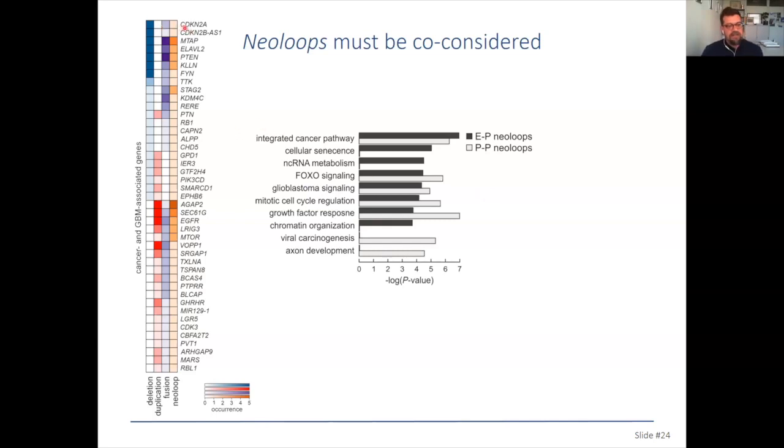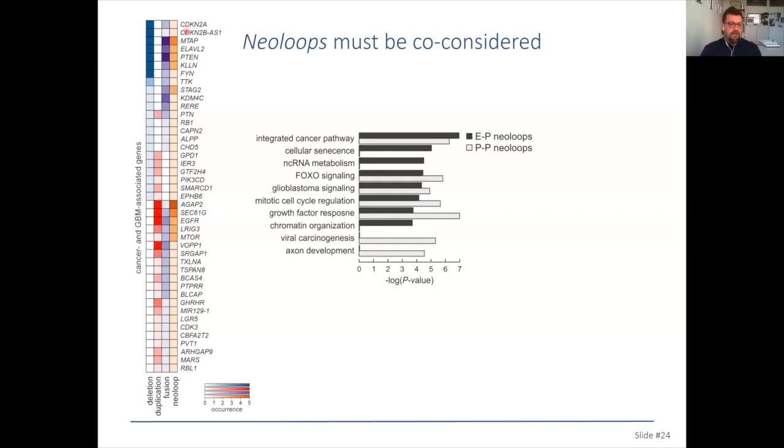So one is CDKN2A. This is the famous P21 protein. Very often, this locus is deleted because this allows cells to escape senescence and cell cycle arrest. And you can see that in most of our patients, there are actually 13 behind this color here. We have a deletion in the P21 locus, but we have a neoloop formation in the P21 locus in 4 cases. And in these 4 cases, this also leads to the repression of P21, presumably via a repressor promoter interaction.